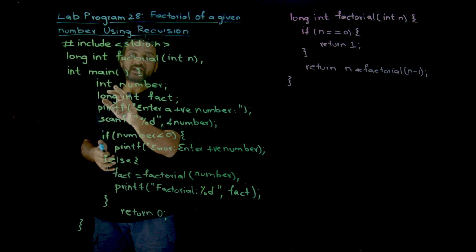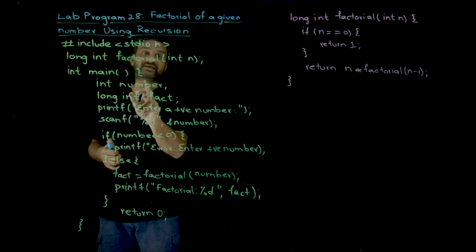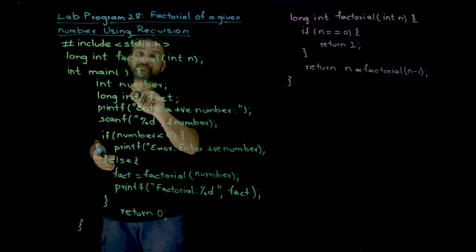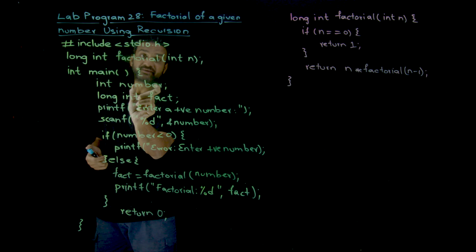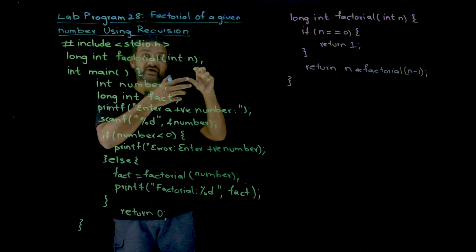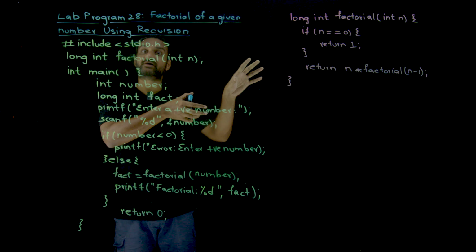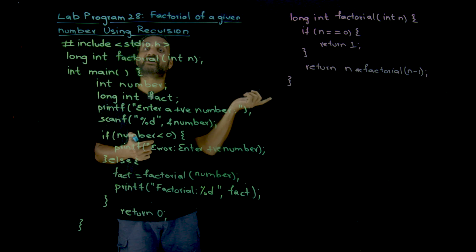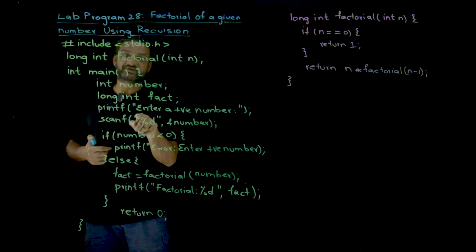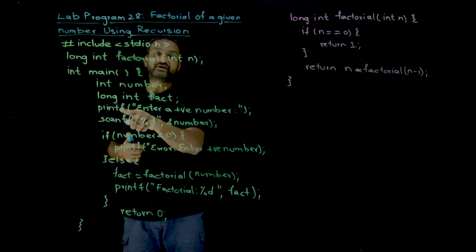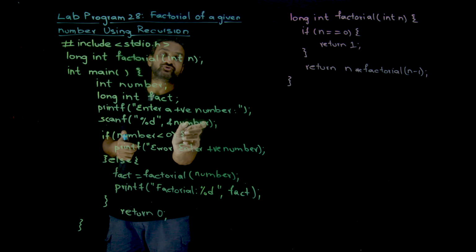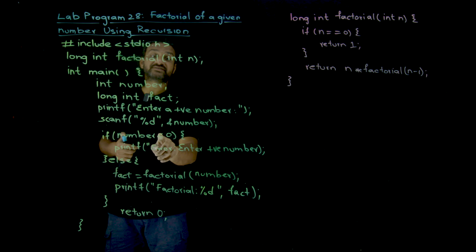Now coming to the main part of your program. In this program, I have declared two variables. One is number, the number for which the factorial has to be found. And the next is fact, meaning the return value of the factorial function. Whatever value is returned after finding the factorial will get stored in this fact variable within the main function. Now here we are asking the user to provide a positive number, and we are going to scan it into the number variable.